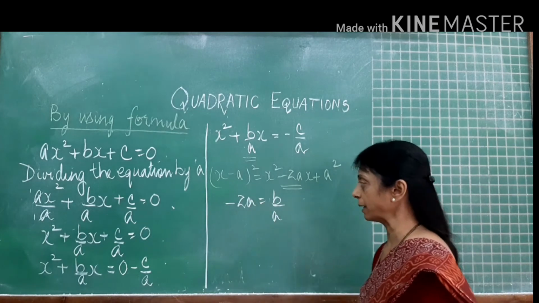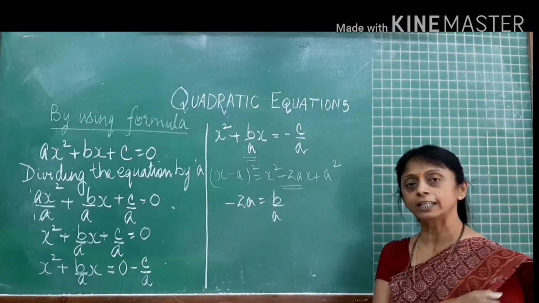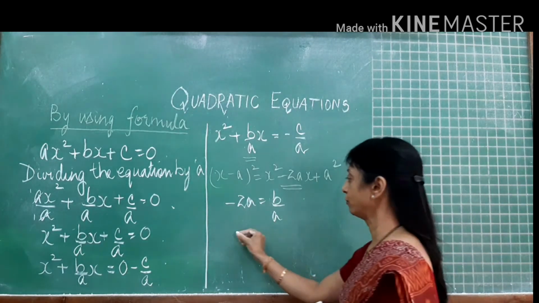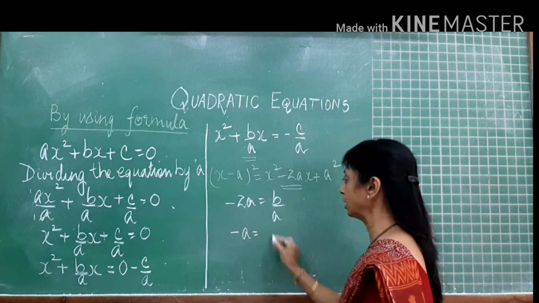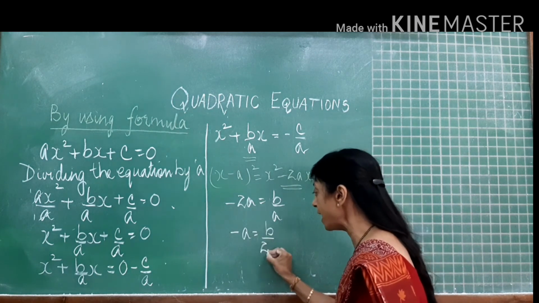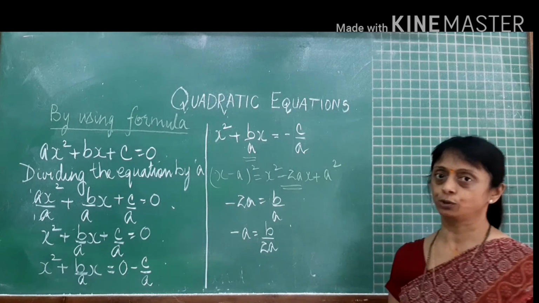So 2 is performing multiplication. When it goes on the other side, division. So over here, minus a will be equal to b divided by 2a.